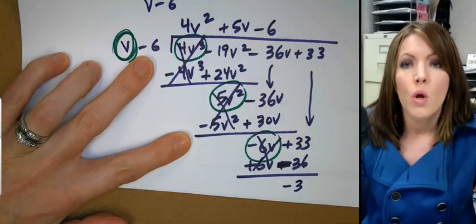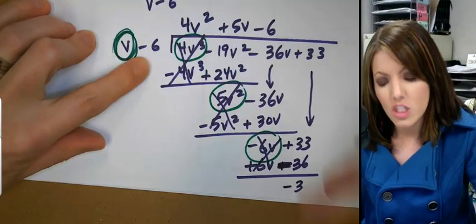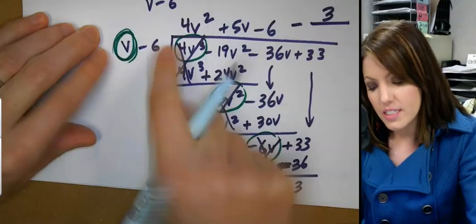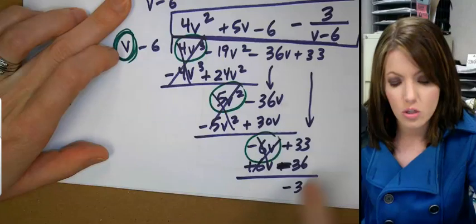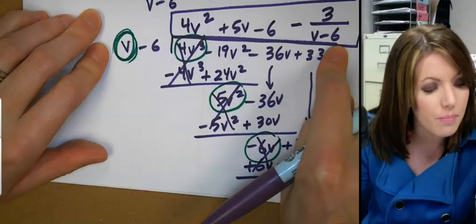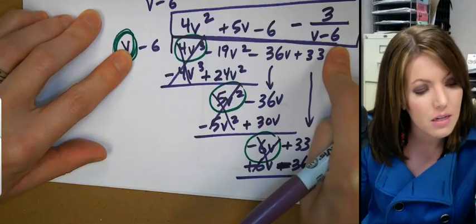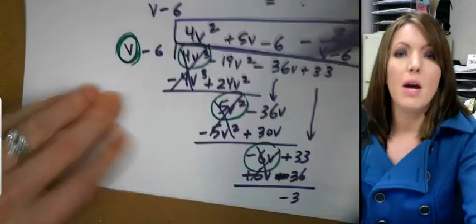So we have this as an answer, but because we have this remainder, we actually want to put the remainder at the end over the divisor, which is v minus 6. So all like that. So that is right here, and the v minus 6 goes on the bottom. So that's, let's see, 4v squared plus 5v minus 6 minus, that looks like 8 to me. Okay, let's keep going. Keep it moving.